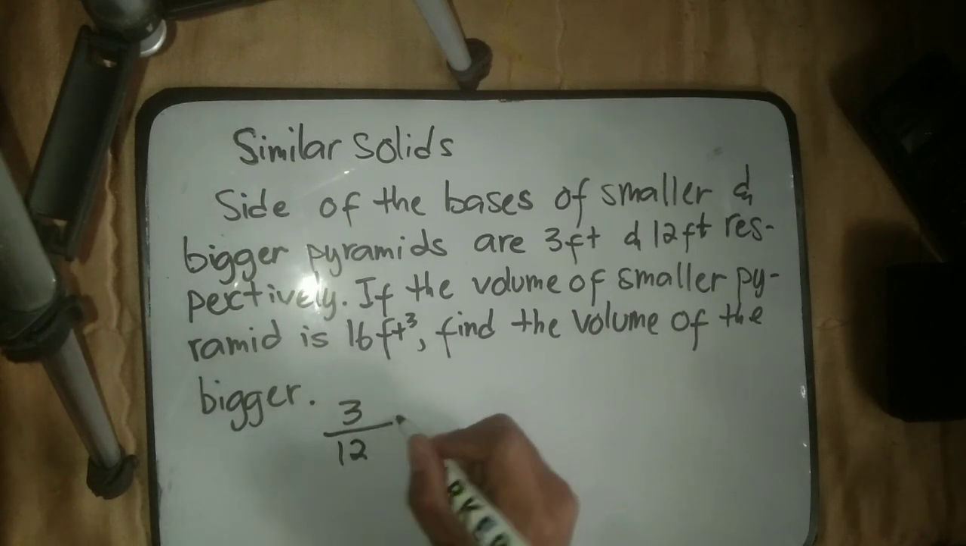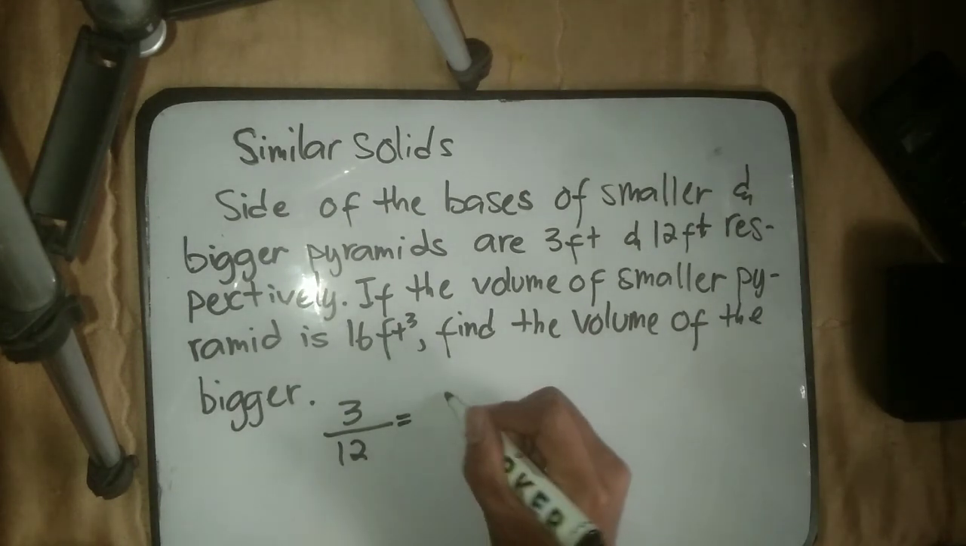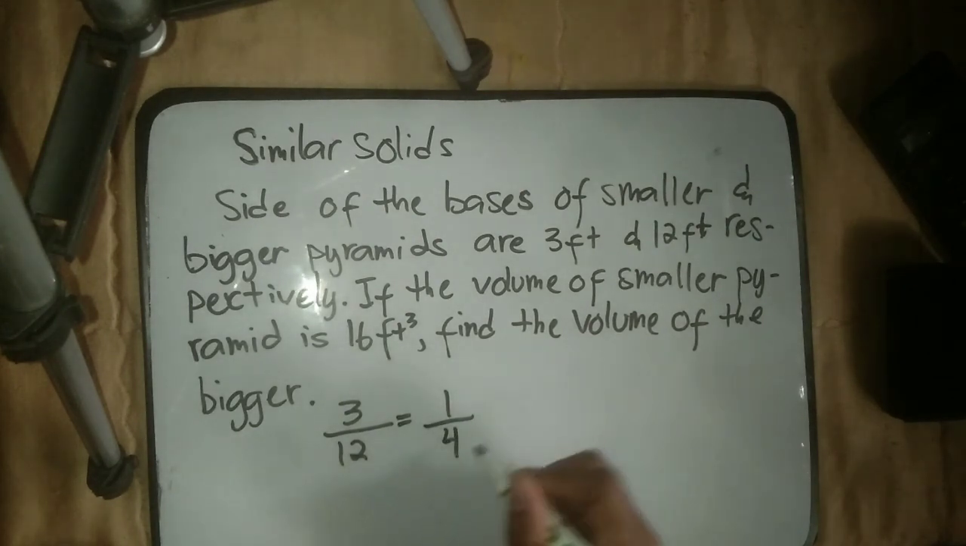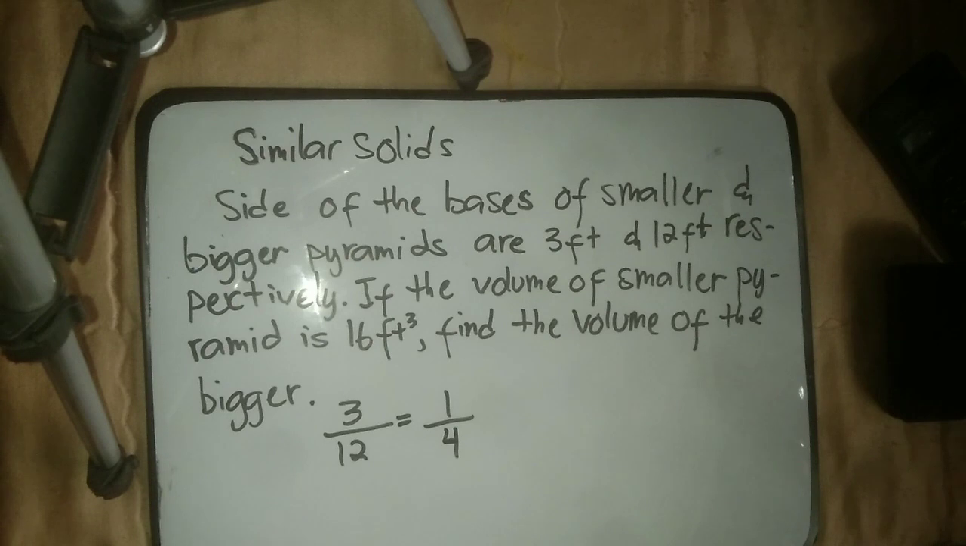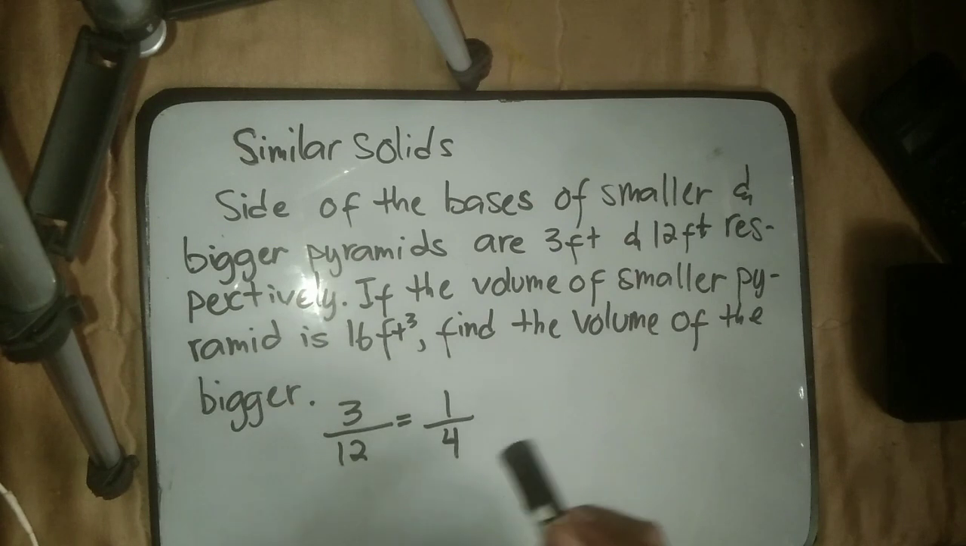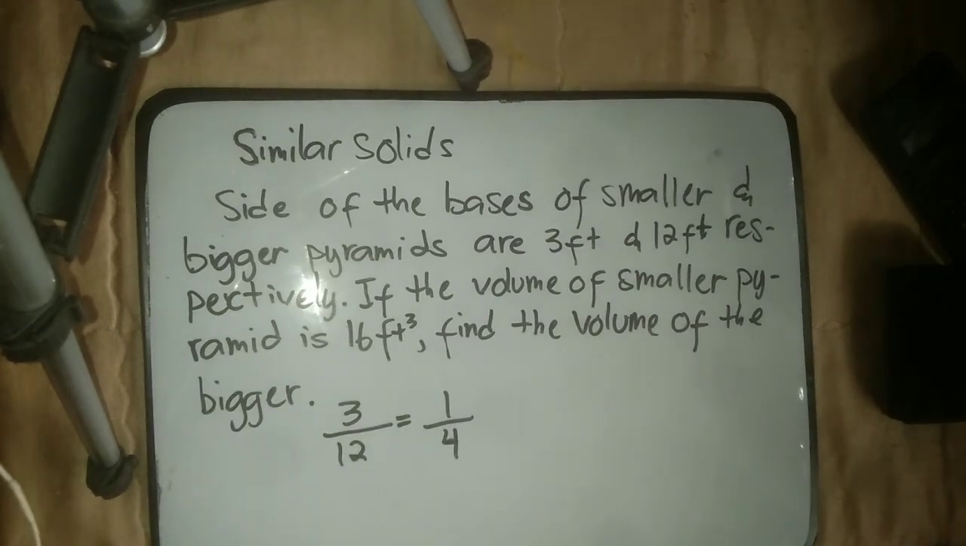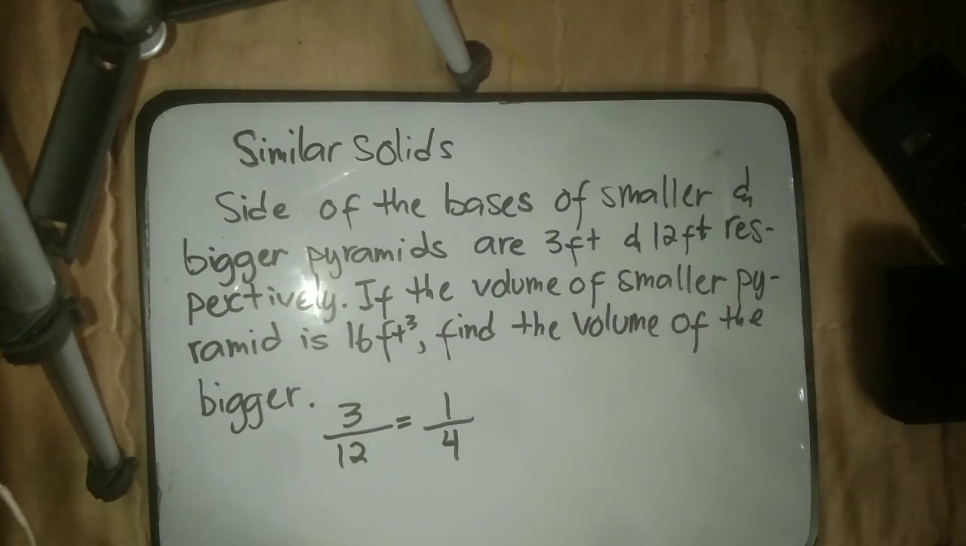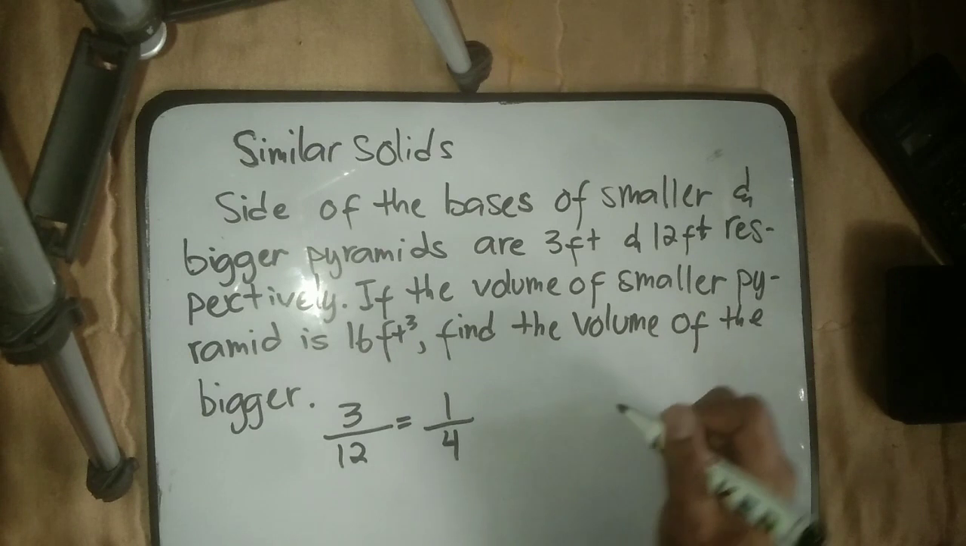If we reduce it to lowest terms, we'll have 1/4. So that is the ratio of the side length of the bases of the smaller and bigger pyramid. So now that we have the lowest term, let's go find the volume of the bigger pyramid.